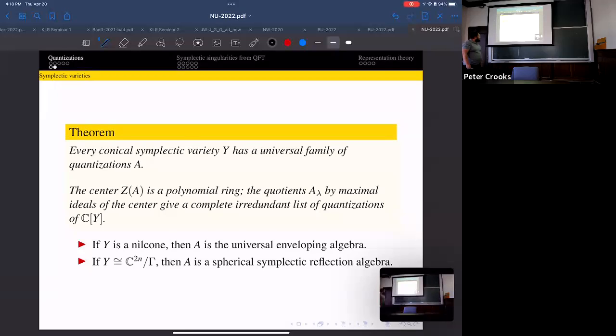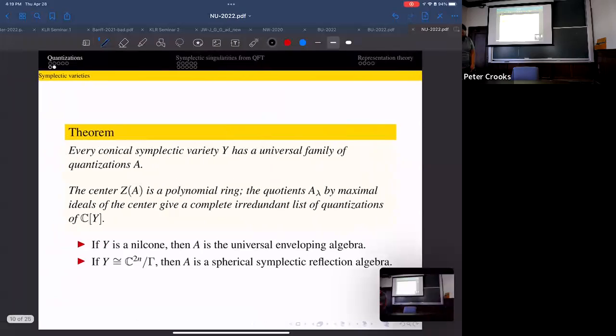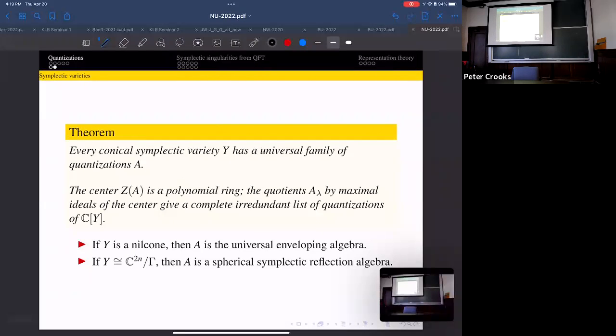If I put in C2 mod a finite group, what I get out is what's called a spherical symplectic reflection algebra. And you might go to some paper and look up what the definition of a spherical symplectic reflection algebra is, but that's a terrible mistake. This is the definition of a spherical symplectic reflection algebra. And I think I kind of threw this out. I've been simplifying this talk because I've been giving it as a colloquium, and this is sort of a distraction that I don't need. But for you guys, I will mention this.